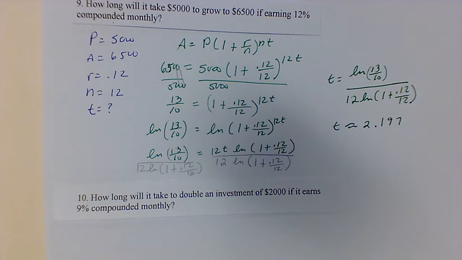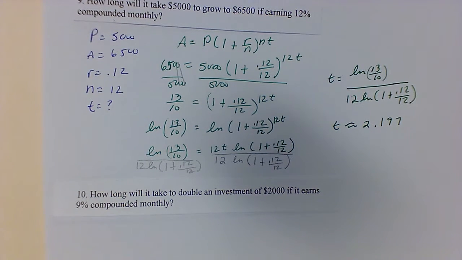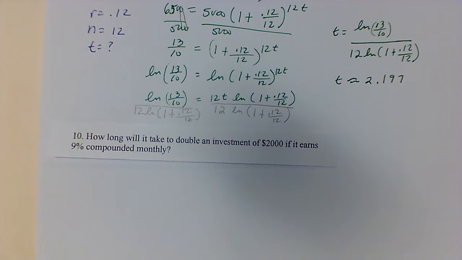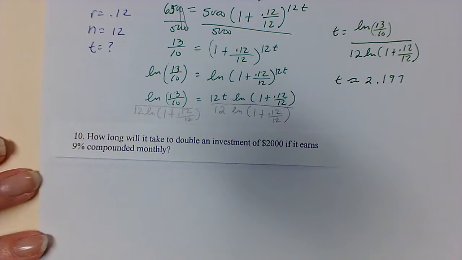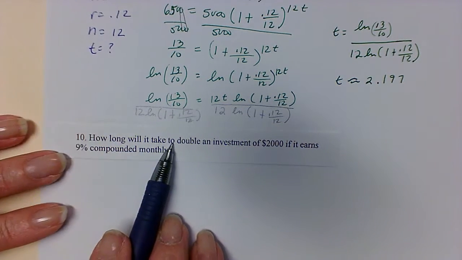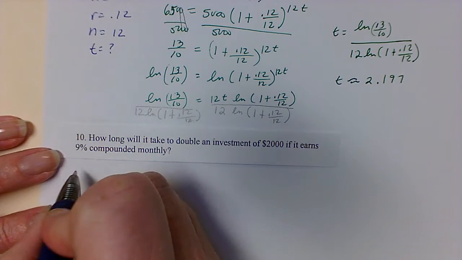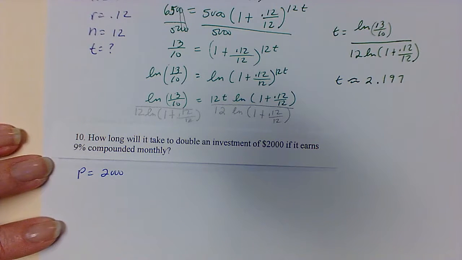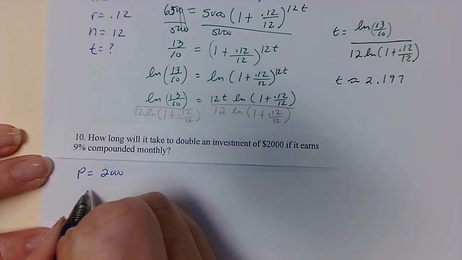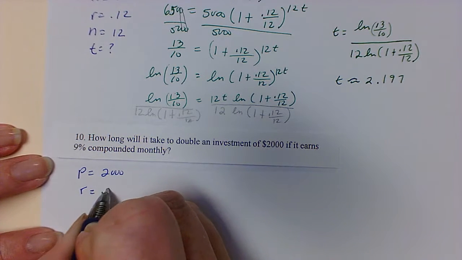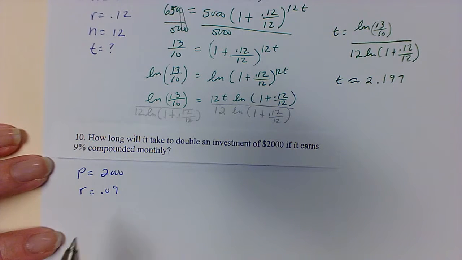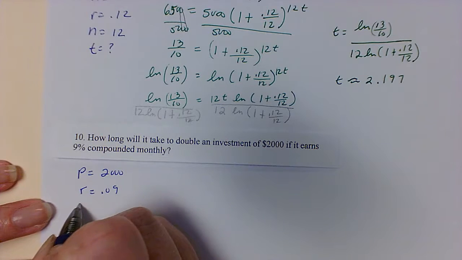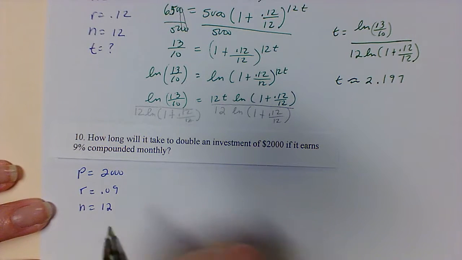Okay, so the next problem we're looking at is how long to double the investment of 2,000. So when we're pulling out our values for this one, our initial value is 2,000. So that's what P is going to be equal to. P is equal to 2,000. It earns 9%, so that's our rate is equal to 0.09. We have compounded monthly, so that tells me that N is equal to 12.